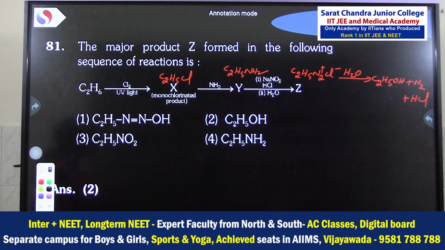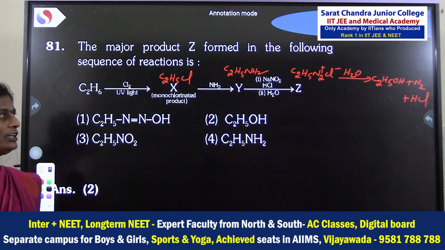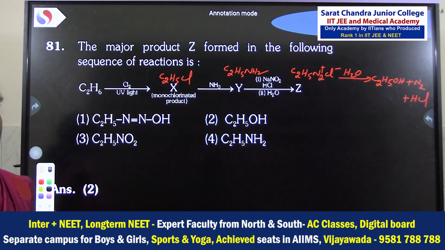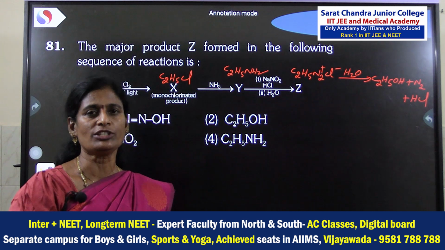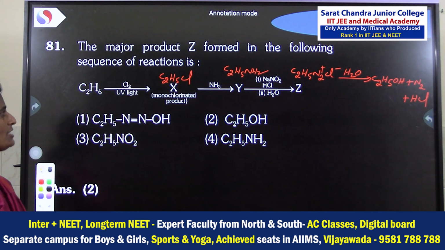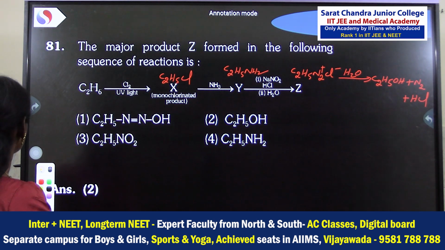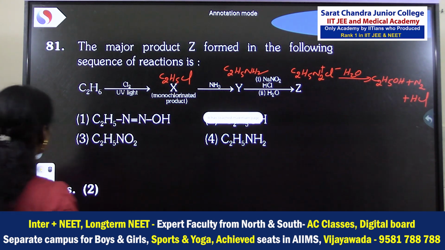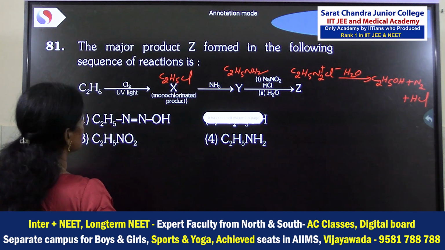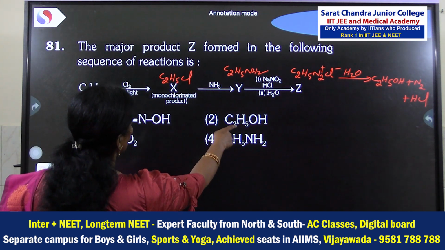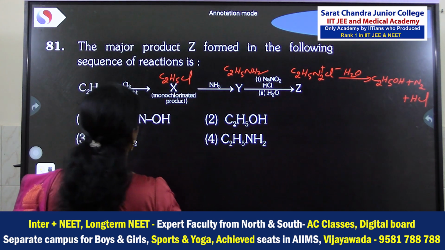alcohol. Alkyl diazonium salts are highly unstable compared to aryl diazonium salts. Aryl diazonium salts are stable at ice cold temperature, 0 to 5 degrees Celsius, but alkyl diazonium salts are highly unstable. So the correct option for this is the second option, C2H5OH.